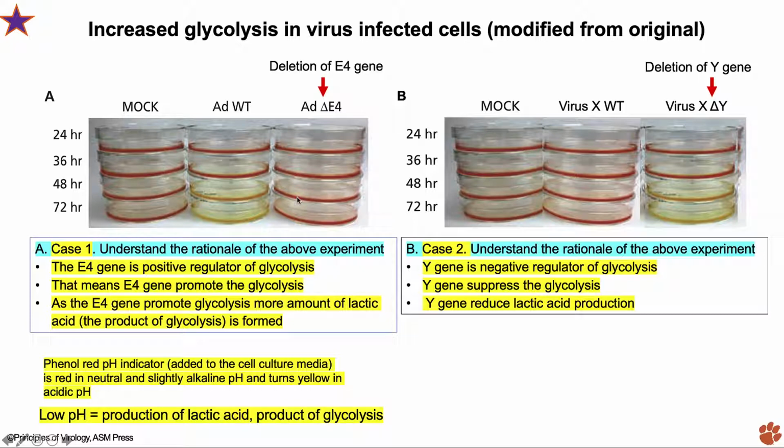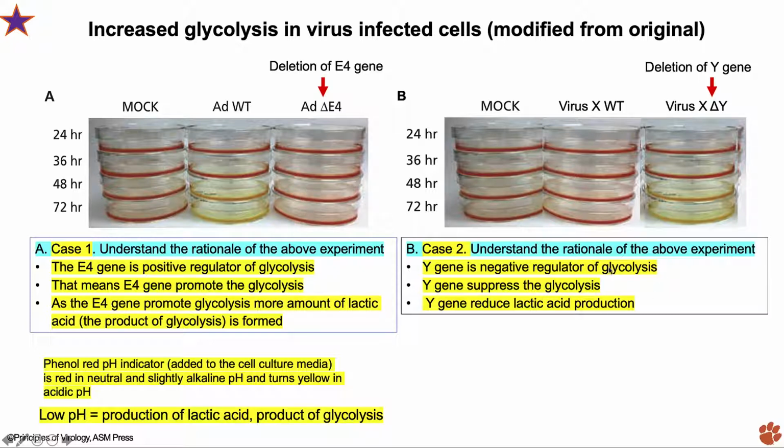So what it means is that if you characterize the E4 gene, it is a positive regulator of glycolysis. This means the E4 gene promotes glycolysis. As the E4 gene promotes glycolysis, a greater amount of lactic acid, which is the product of glycolysis, is formed. When you delete the E4 gene, you do not see that glycolysis. So this is case A.